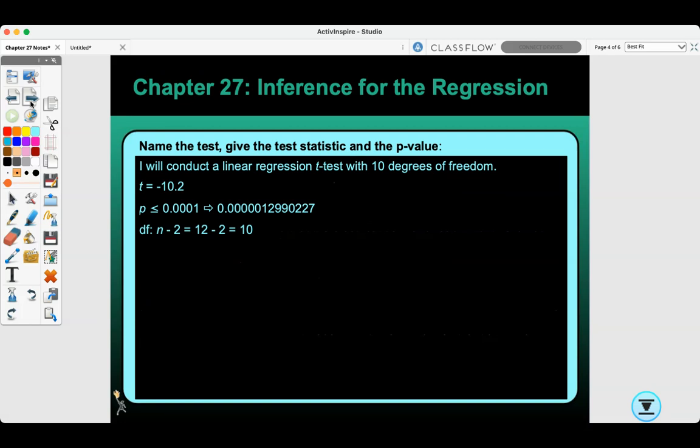Now we need to name the test, give the test statistic, and the p-value. I will conduct a linear regression t-test with 10 degrees of freedom. My t-value is negative 10.2 because they gave it to us. Our p-value is less than 0.0001. You could put the statistics in and actually find that, but you can just use the less than 0.0001. And our degrees of freedom is 10 because it's n minus 2, which is 12 minus 2, which equals 10.